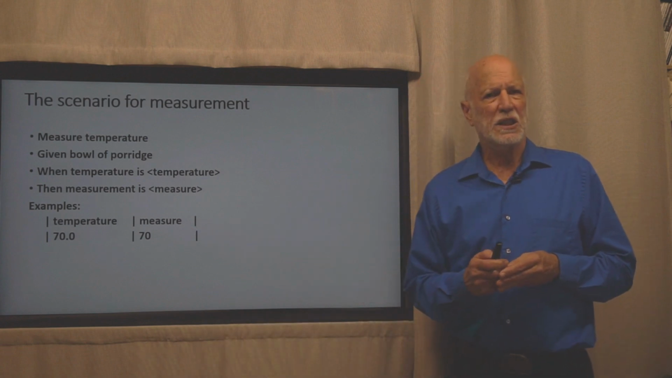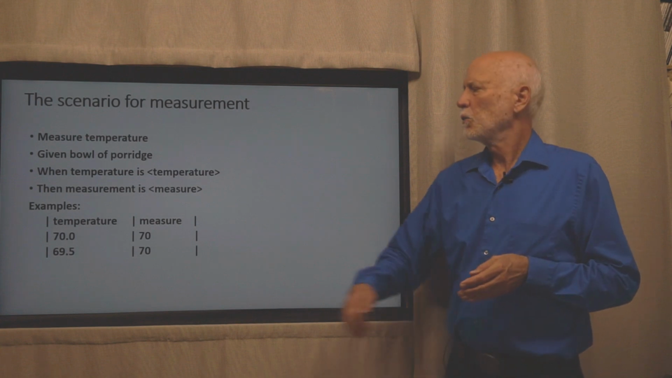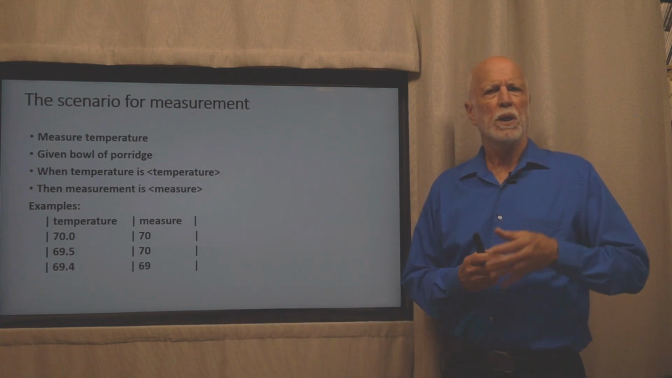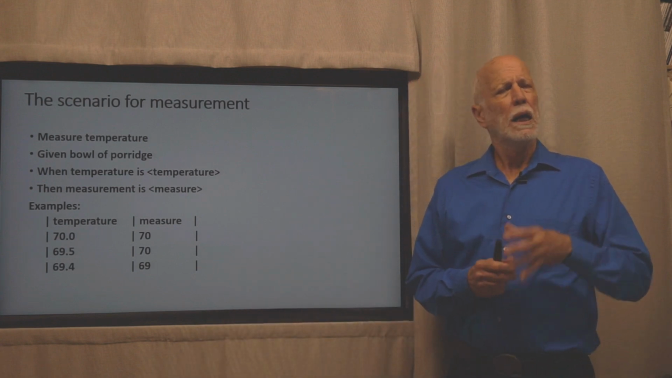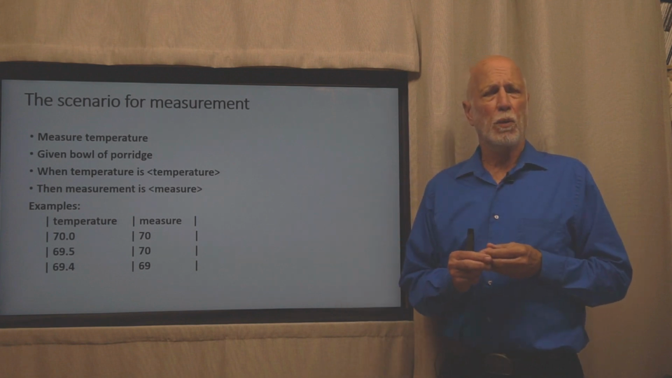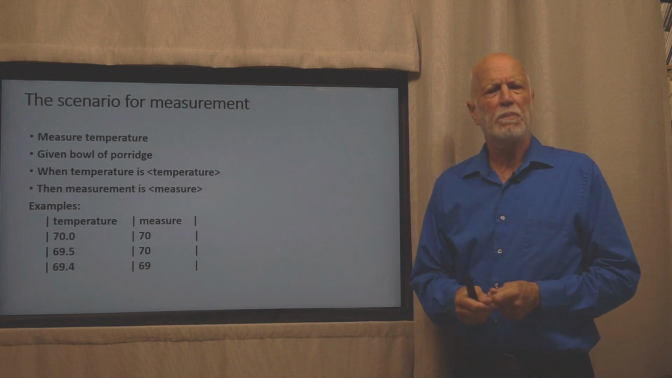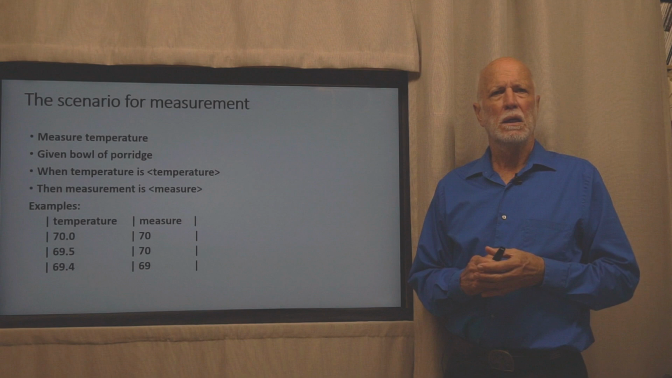70.0, we want to pass 70. If it happens to be 69.5, we'll pass 70, but we'll also round down if we're below 0.5, so we'll pass a 69. Now this test, actually we need a physical bowl of porridge, and we'll need to heat the porridge up and cool it back down and make sure that it actually passes the test.